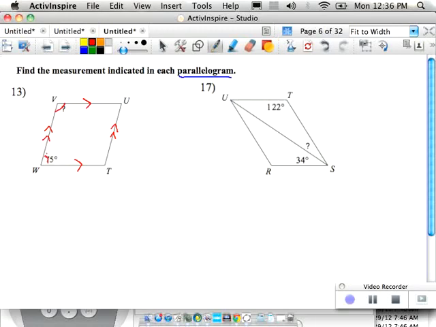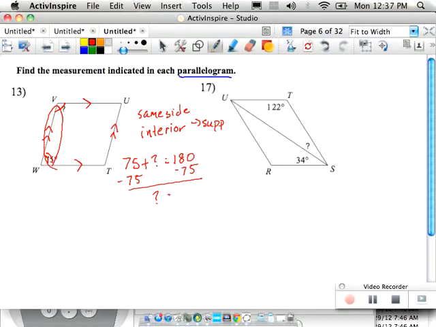So when I look at these two angles, the question mark and then the 75 degrees, I see same side interior angles. And those are supplementary. So that means that 75 plus the question mark is going to add up to 180. So when I do the simplifying on each side here, I'll get that the question mark is going to be 105. Just to double check, if I were to add those together, 105 plus 75, I should get 180. Check.